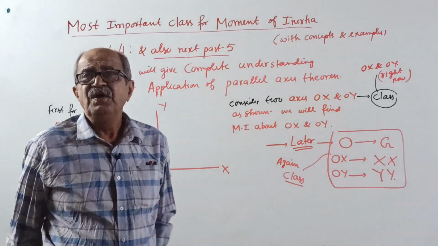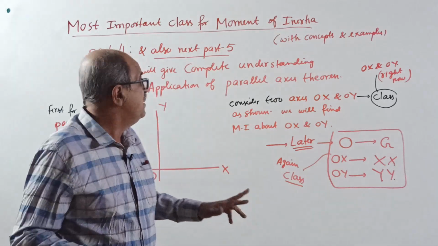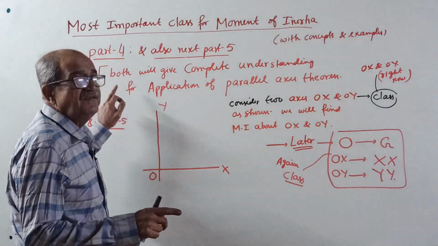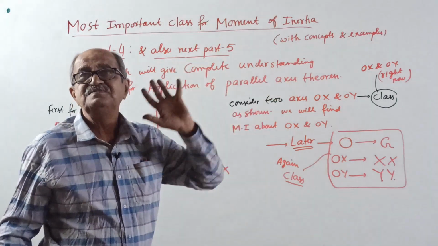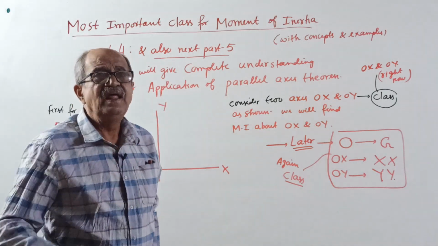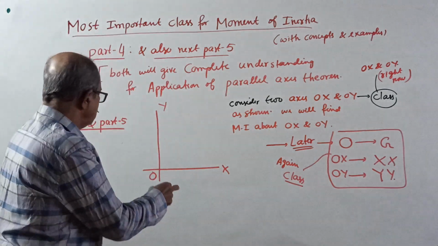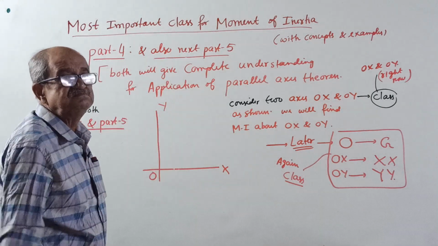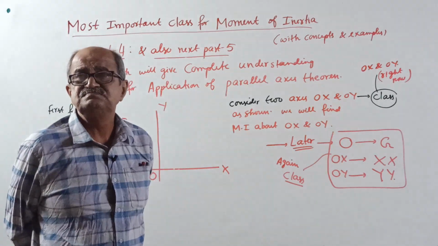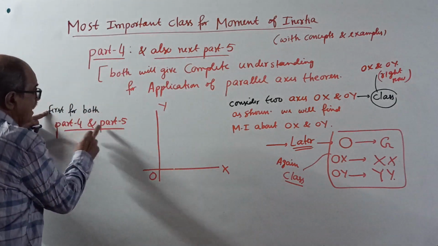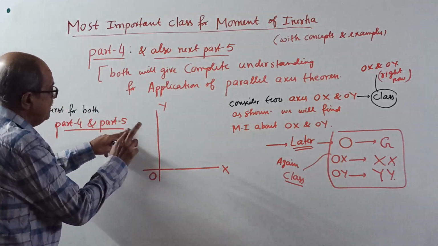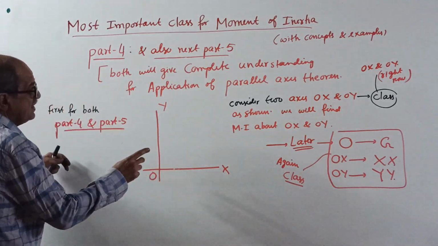So I decided the first class is special today. Part 4 is special. One rectangle will be there, roaming around. We will place that rectangle in different positions with respect to the two axes here and find moment of inertia. This you have to write. So first, for both part 4 and part 5, take a minute and make a note here. Some statements you have to write.